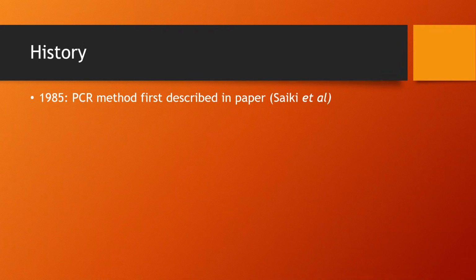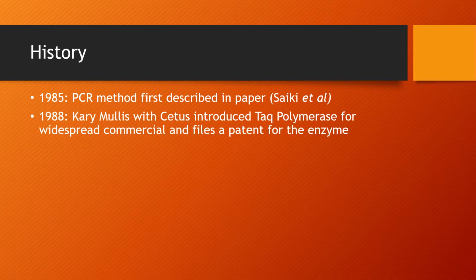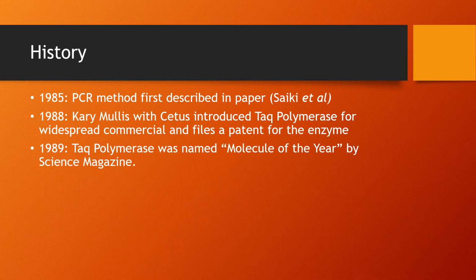In 1985, PCR first appeared properly in a paper written by Saiki et al. And it wasn't long until that concept was made a reality by Barry Mullis, the man credited with founding PCR. In 1988, him and the company he set up pushed it financially, pushed it commercially, and it was very, very successful. They also decided to file a patent on the Taq polymerase. Now, their push was so successful that in 1989, Science magazine named Taq polymerase Molecule of the Year.